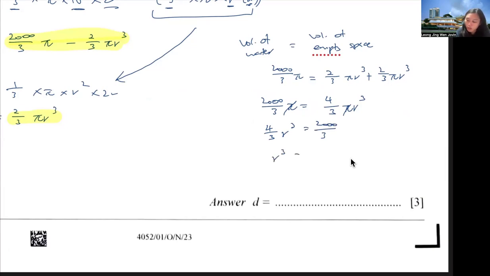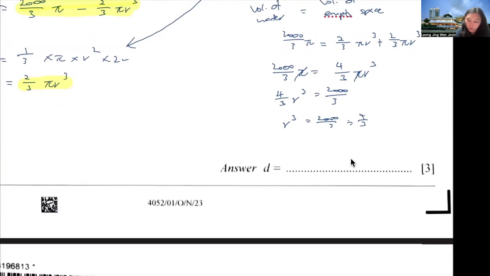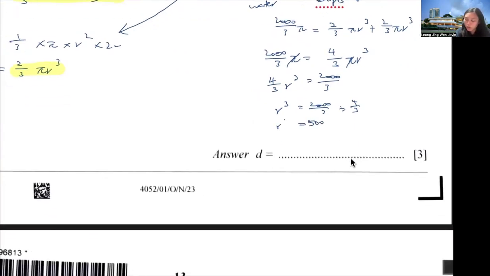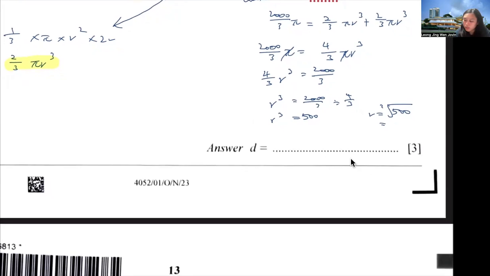R cubed would be 2000 over 3 divided by 4 over 3. Okay, key this into your calculator, you will get 500. Okay, so that means R cubed is 500. Okay, how to solve for R then? R would be cube root of 500. Okay, so same thing, key this into your calculator. Okay, key this part into your calculator, and then how do I continue from here?